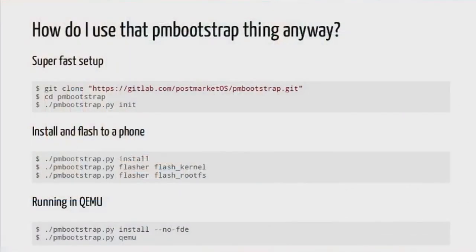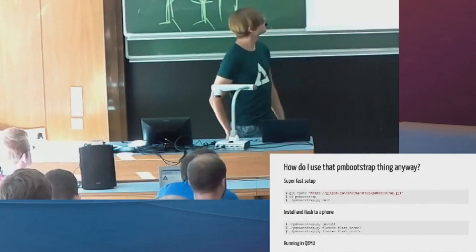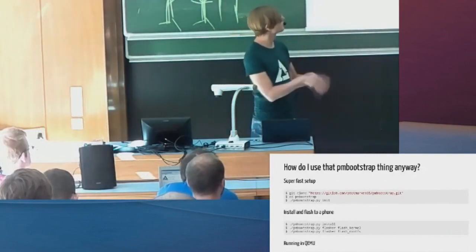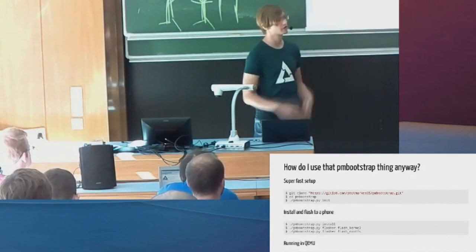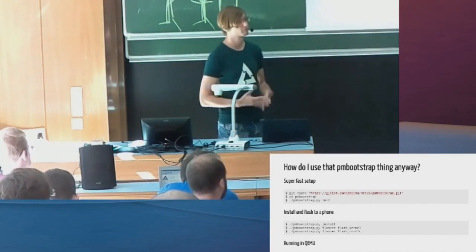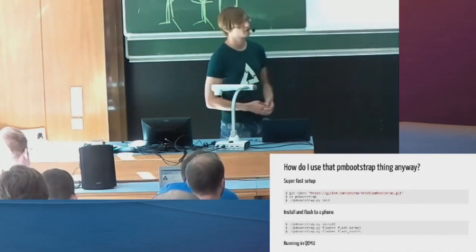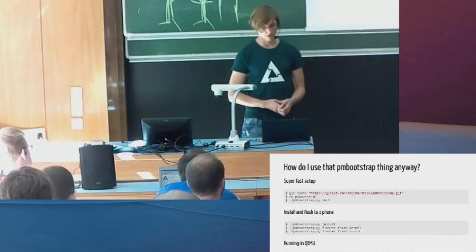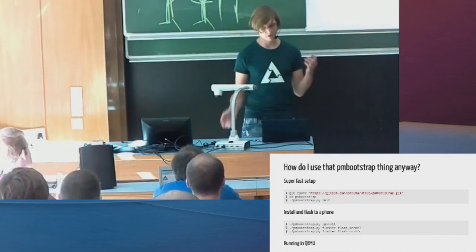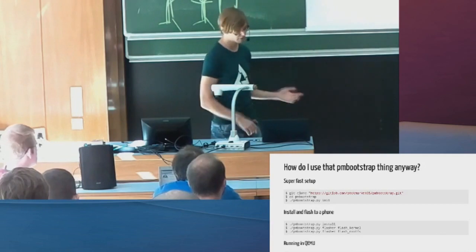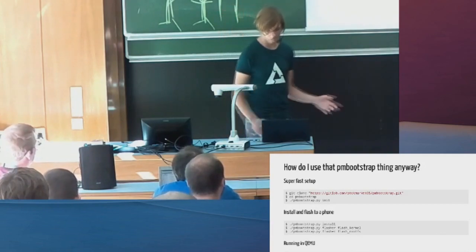And you can also run it in QEMU nowadays. So you would install it again without full disk encryption. I didn't mention it yet, but it can use full disk encryption and even have this by default. Here you can disable it, and then you type pmbootstrap qemu, and that's it. It executes a whole QEMU instance with postmarketOS running. And you don't need to specify all the parameters as you usually need, like where the image is and everything. This all goes automatically.